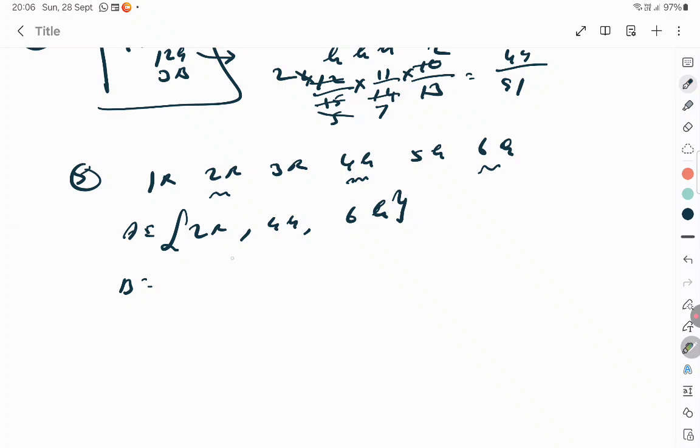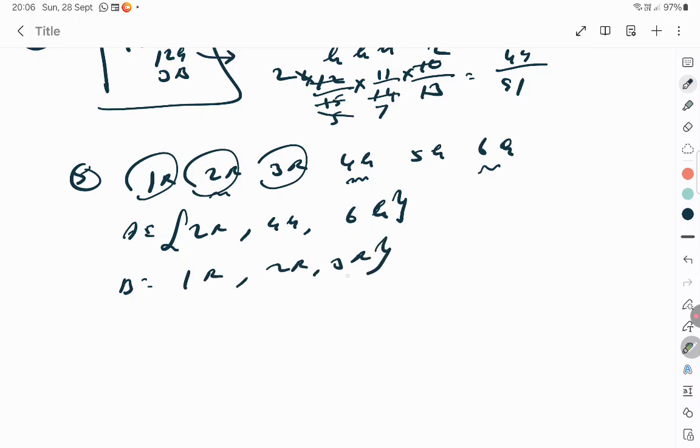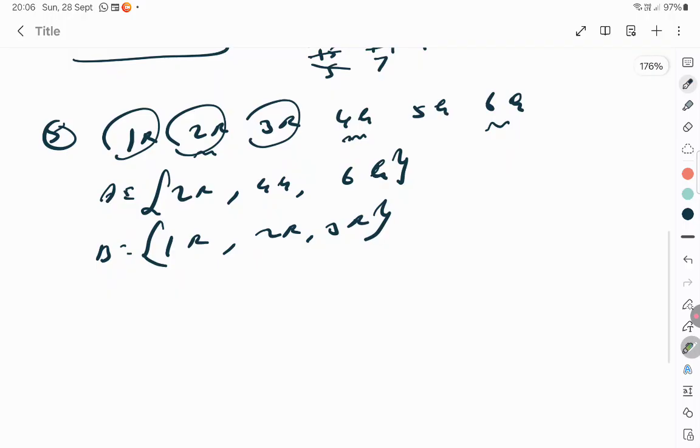Okay, A is an event where the numbers are even. Yeah, I wrote the even. B is an event where numbers are red. Where are the reds? 1 red, 2 red, 3 red. So write it: 1 red, 2 red and 3 red. So I have written both A's and B's.